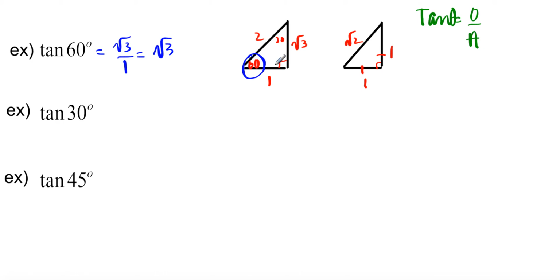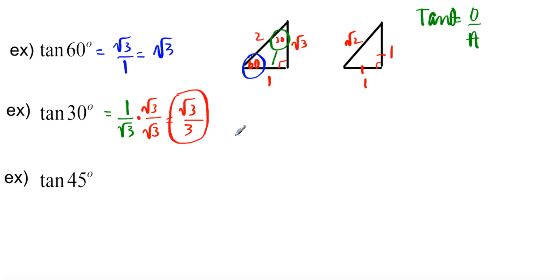Tangent of 30 degrees, here's 30 degrees, opposite of 30 is 1, adjacent to 30 is square root of 3. Can't leave that radical in the denominator, so we need to rationalize it. We're going to multiply this by the square root of 3 over the square root of 3. 1 times square root of 3 is square root of 3 over square root of 3 times square root of 3 is just 3. So the tangent of 30 is square root of 3 over 3.